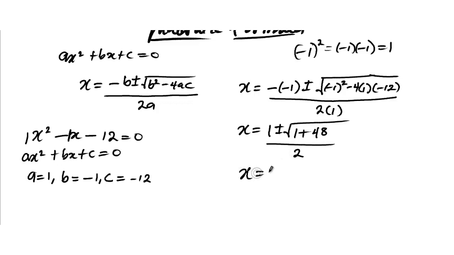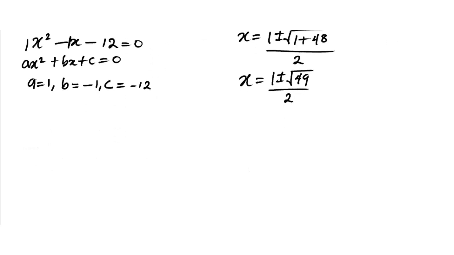So we have x is equal to 1 plus or minus square root of 49 over 2. And don't forget that 49 is a perfect square. Basically, this particular equation can be solved by factorization, but what I'm actually trying to explain here is how to use the quadratic formula. So we now have x is equal to 1 plus or minus square root of 49, and 49 is a perfect square, that is 7, over 2.